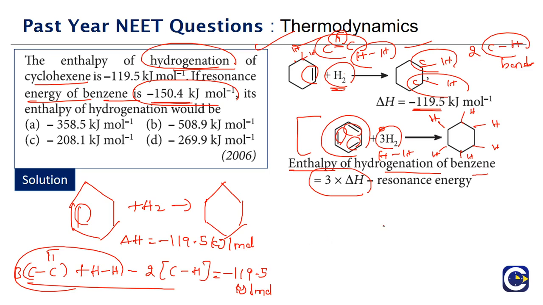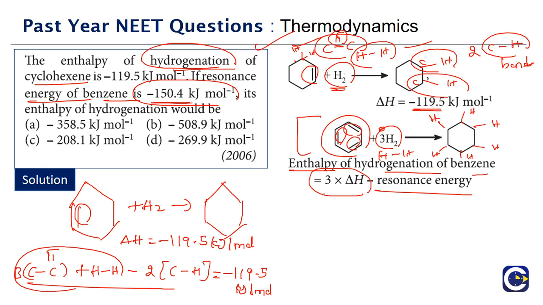Now when benzene is losing its resonance, it will also be losing its resonance energy of stabilization. Which means when we look at the enthalpy of hydrogenation of benzene, it is 3 times the enthalpy change of the cyclohexene hydrogenation minus the resonance energy. Why are we doing minus? Because on the product side we don't have any resonance; the resonance is only on the reactant side. So we are subtracting whatever the resonance stabilization energy is.